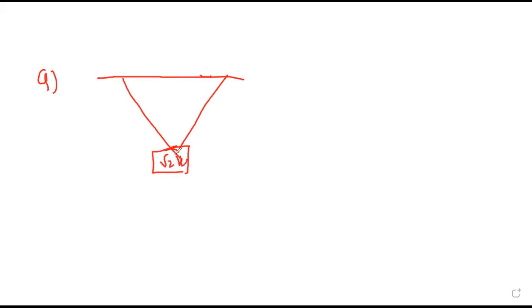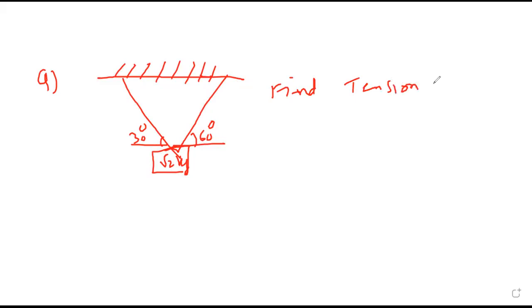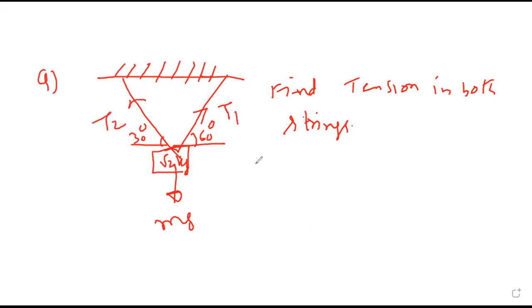A body of mass root 2 kg is tied by two strings. This is making 60 degrees and here it is 30 degrees. Find the tension in both strings. Yes, try. Forces acting will be its weight, downward mg. Tension you can take here T1, this is T2. Now try.